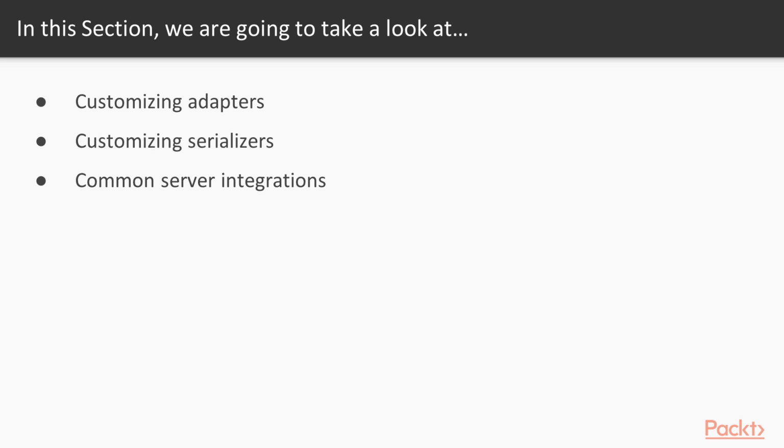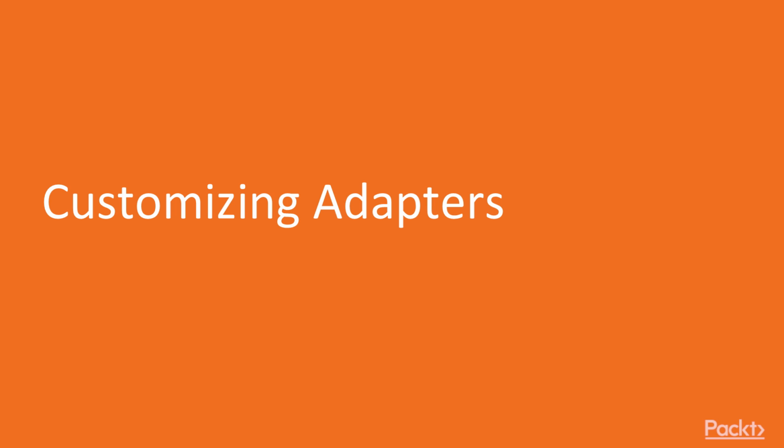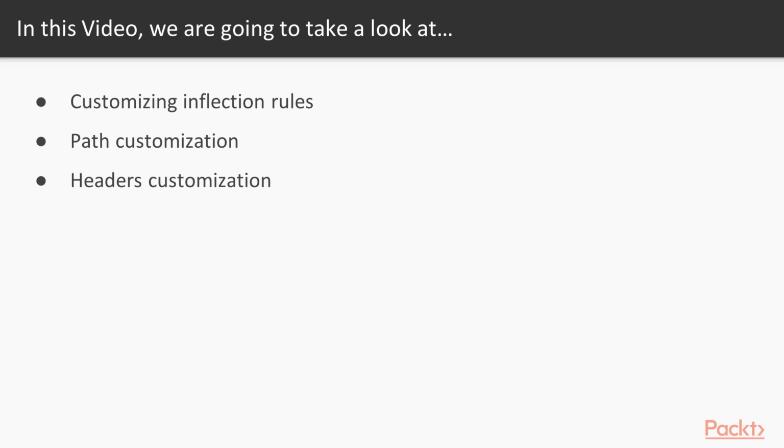In this section, we will start with customizing adapters, and then we will have a look at customizing serializers, and lastly, we will look at common server integrations. Customizing adapters. We will cover custom inflection rules, path customization, and headers customization.